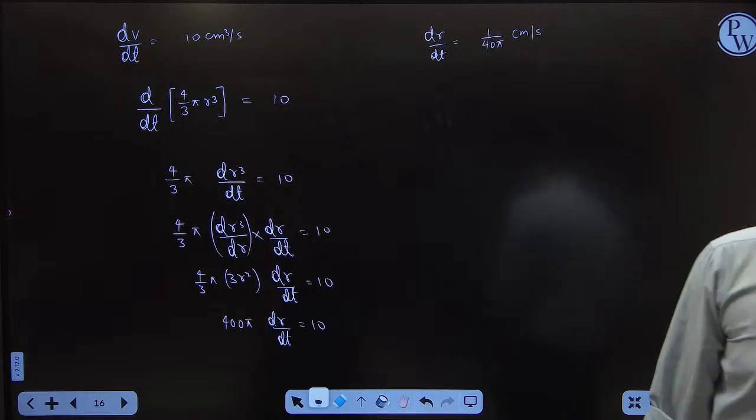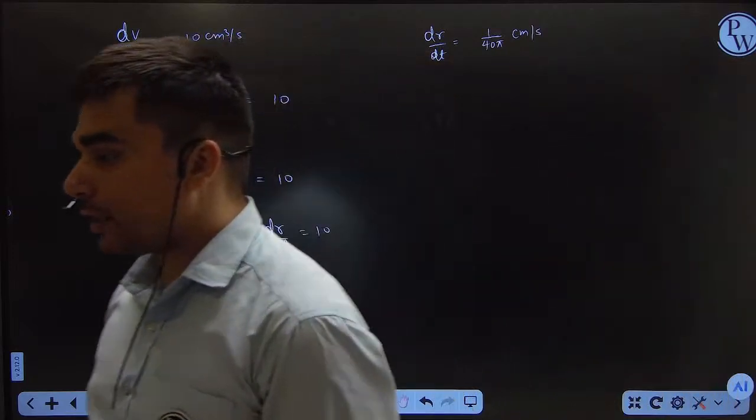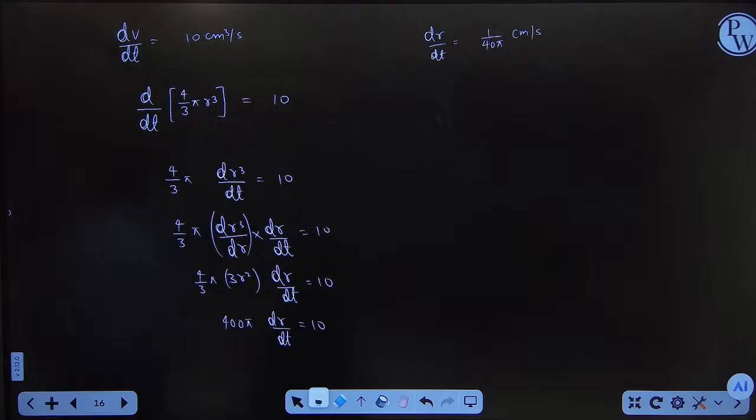Clear? So whenever you see a rate of a quantity is given to you, you can relate it with differential, okay, in the problems.